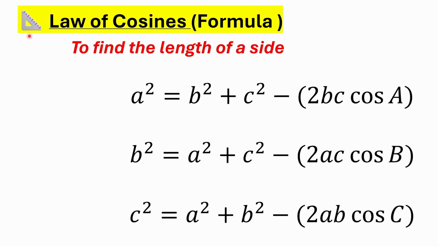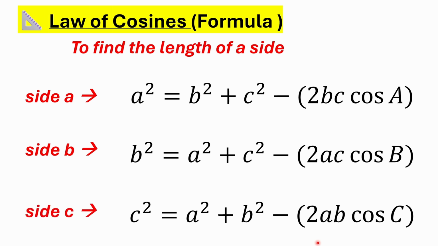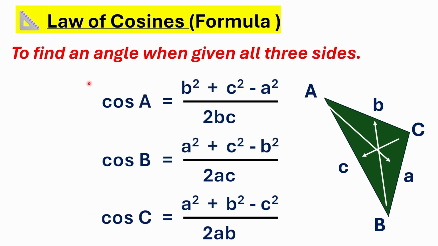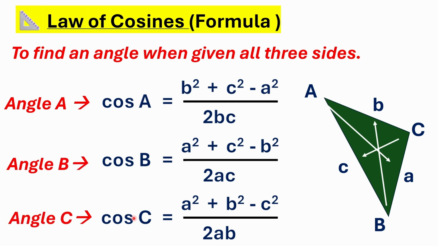Now we will study the law of cosines formula. To find the length of the sides, we have the following formulas. To find side a, we have this. To find side b, and to find side c. Now we have another law of cosines formula. To find an angle when given all three sides, we use the following. To find angle A, we use this formula. To find angle B, and to find angle C.